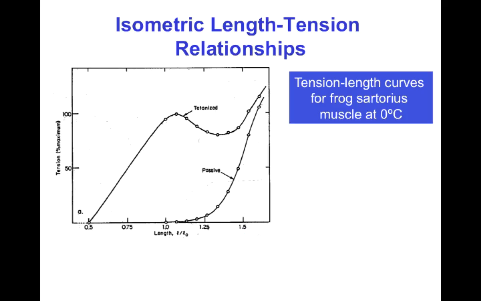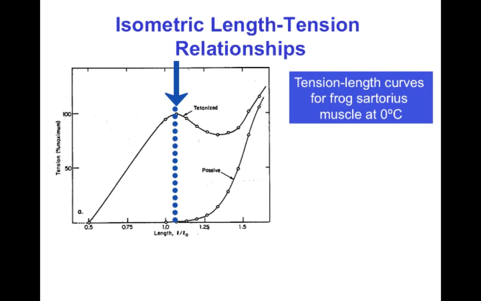If you hold that muscle at any one of these lengths and tetanize it, stimulate it repeatedly to generate a force, you'll develop a much higher force. And in fact, the highest force you'll get will be very close to when the muscle is approximately at slack length. So this peak isn't exactly here at 1, but it's close. So you actually generate a lot of force when the muscle is slack.